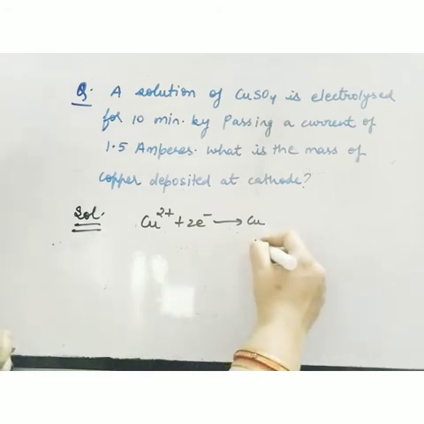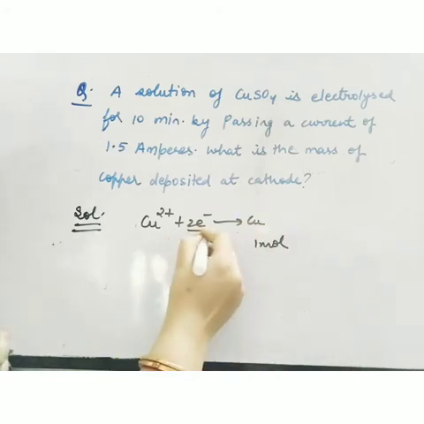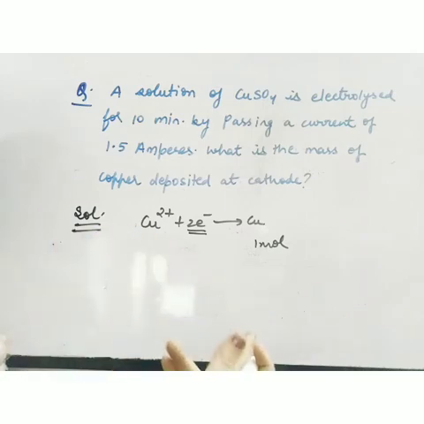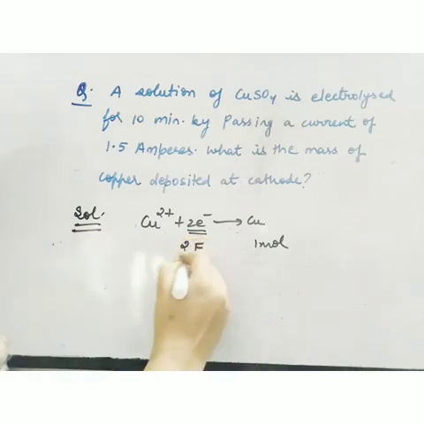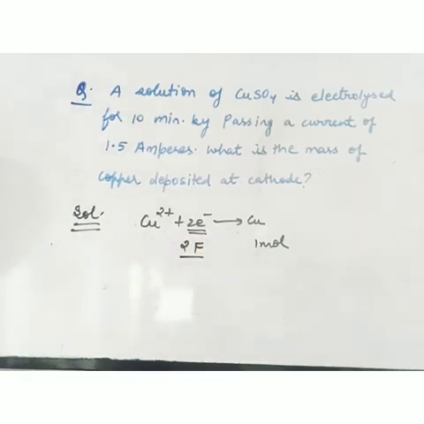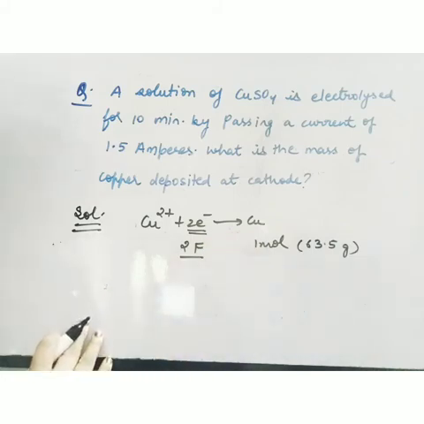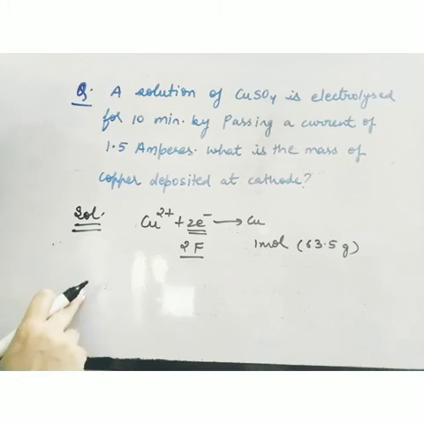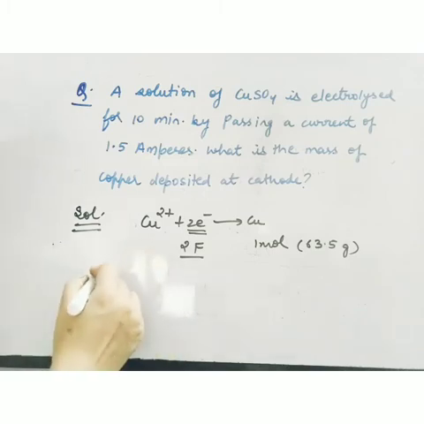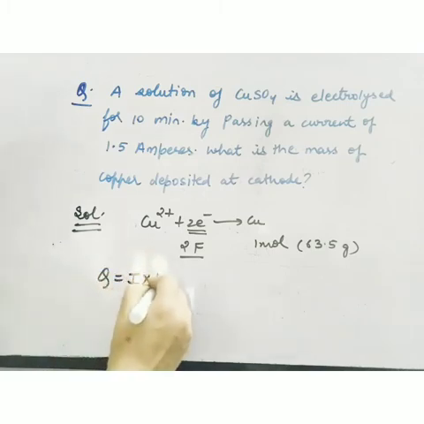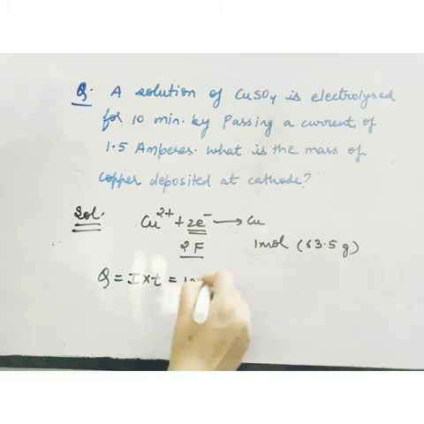So this is 1 mole and this is 2 electrons. 2 electrons means 2 moles of electrons. 2 moles of electrons means how much charge? 2 Faraday. And what is the atomic mass of copper? The atomic mass of copper is 63.5 grams. So I have derived that if I pass 2 Faraday charge, this much copper will be deposited. But I am not passing 2 Faraday charge. What charge am I passing? I into t.